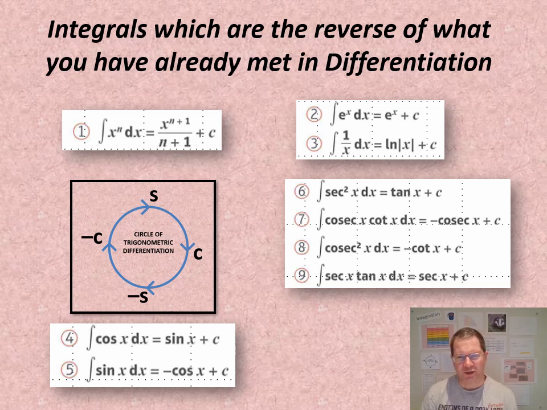You know how to integrate x to the n, e to the x, 1 over x, cos x, sin x, and then sec squared, cosec x cot x, cosec squared x, and sec x tan x.